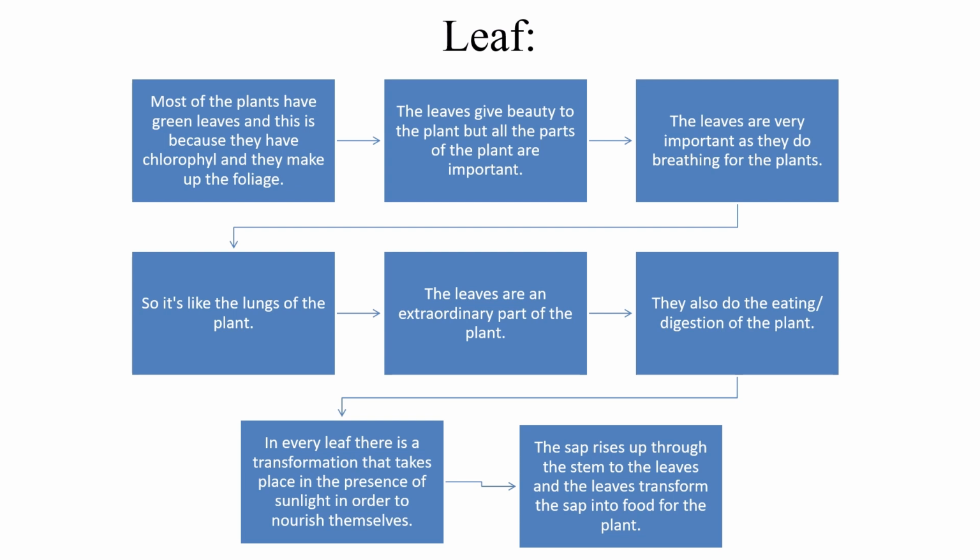In every leaf, there is a transformation that takes place in the presence of sunlight in order to nourish themselves. The sap rises up through the stem to the leaves, and the leaves transform the sap into food for the plant.